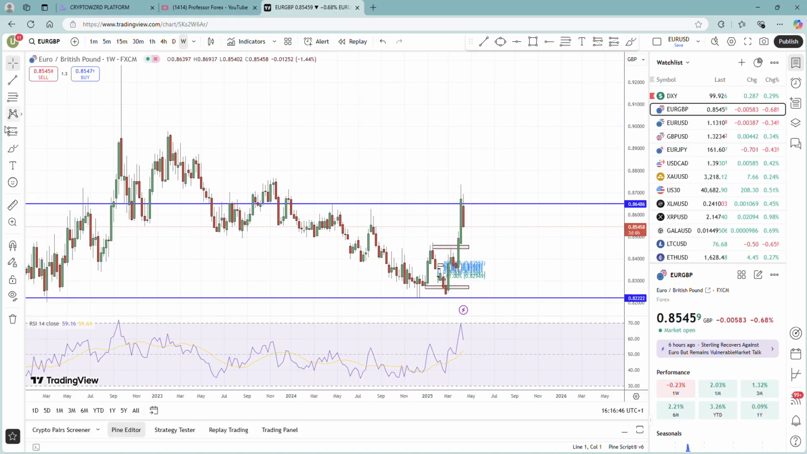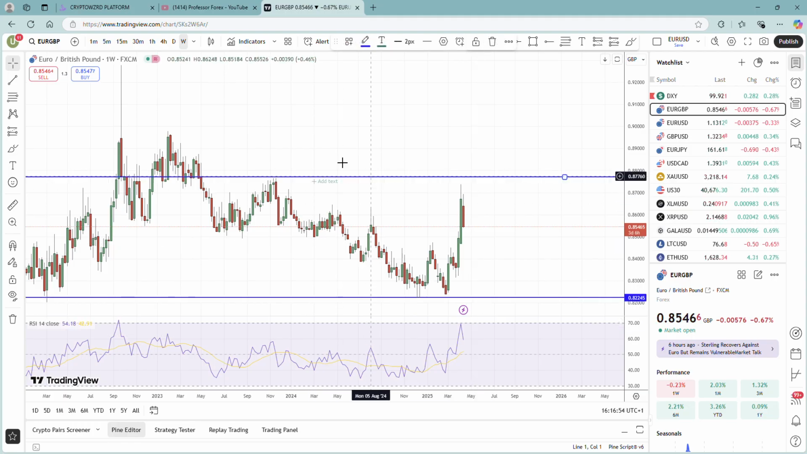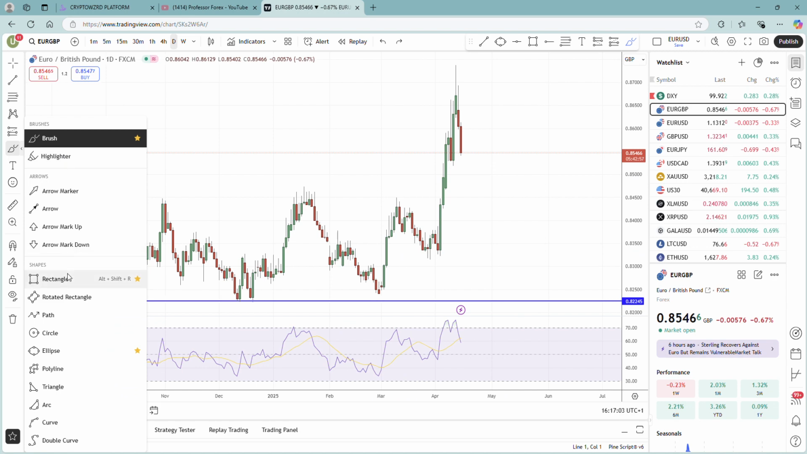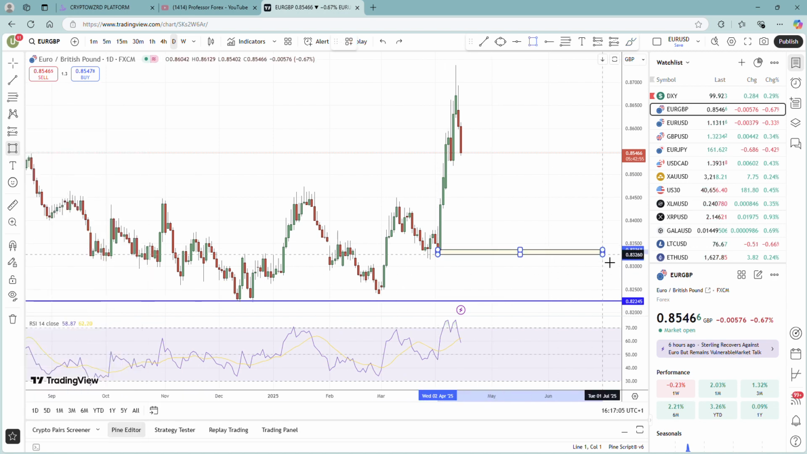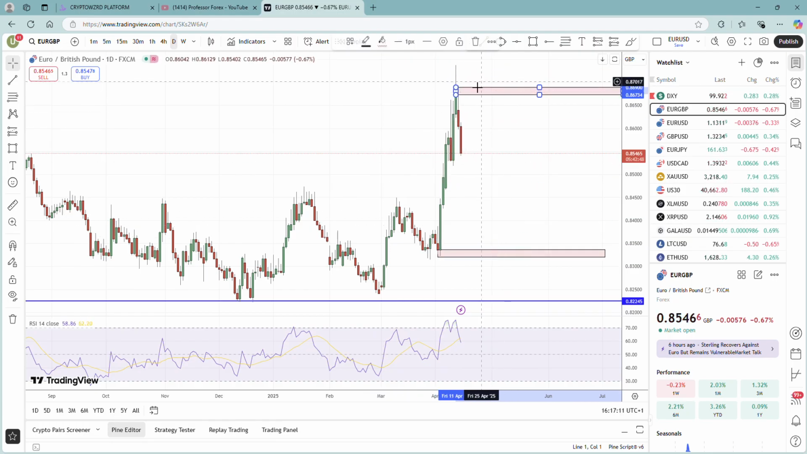If I remove the drawings, remember, start on the weekly time frame. You always want your support and resistance levels on a weekly. Then you go to a daily. You can see here there's a high, a low. Price is bullish. The momentum is bullish. You can have these any color you want. I'm going to stretch it to the wick.